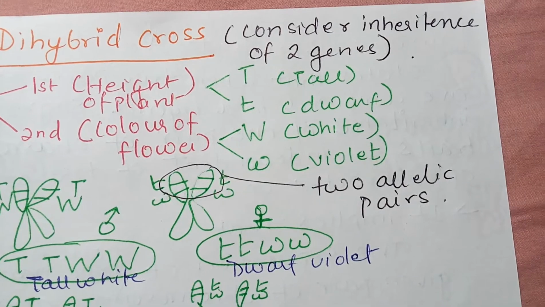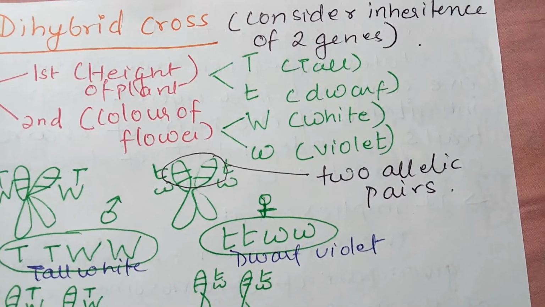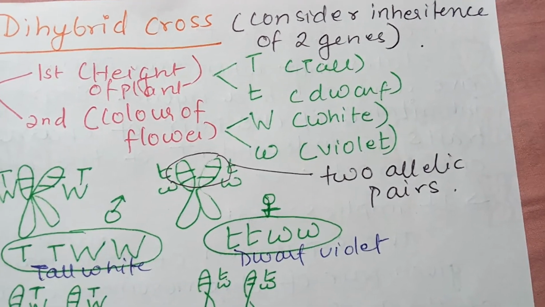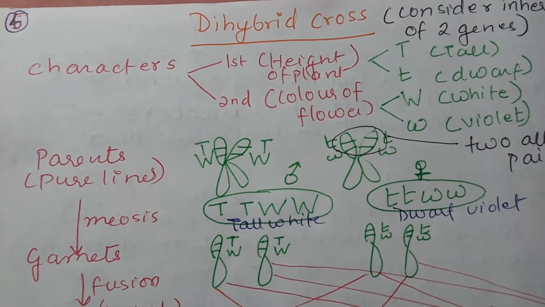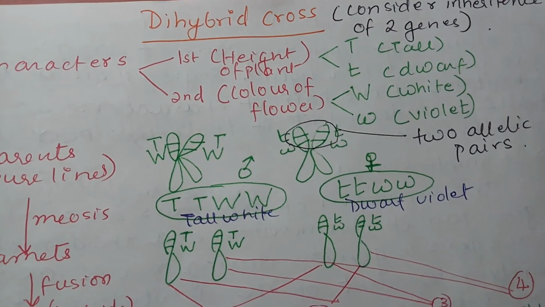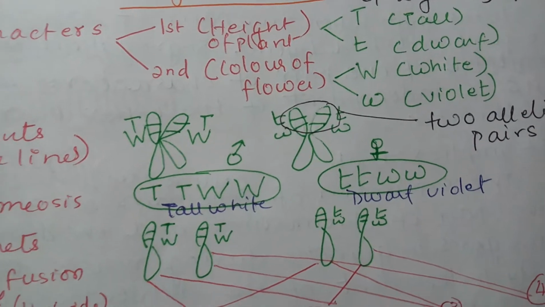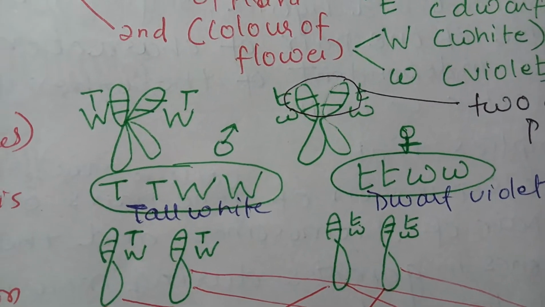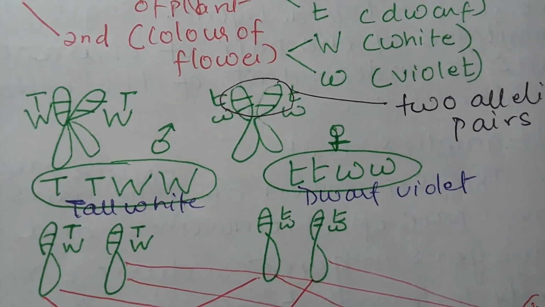we can choose white as dominant, so capital W, and small w as violet. Okay. Now we'll start the cross with the pure lines. You can see over here pure lines. 2 different characters are there. So the parents' representation: this is homozygous tall white, this is homozygous dwarf violet.